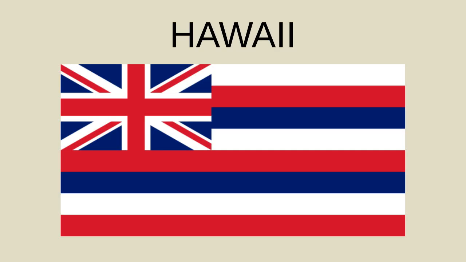The Union Jack represents Hawaii's historical ties with Britain, while the format of the flag likely references the U.S.'s flag. The colors likely represent the colors that Hawaii had had the most historical contact with at the time, which were Britain, the U.S., France, and Russia.